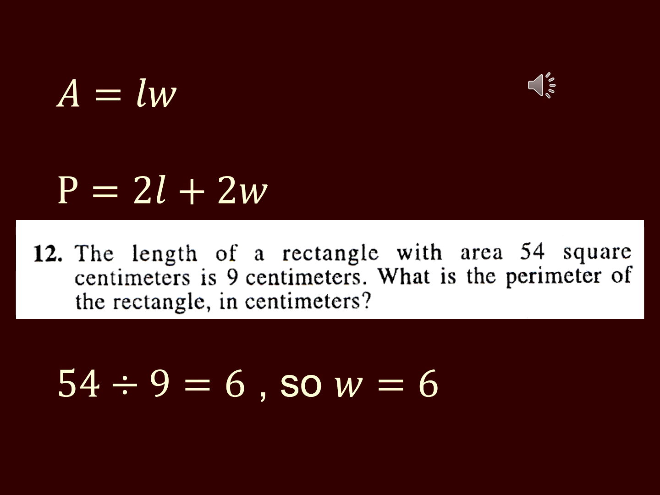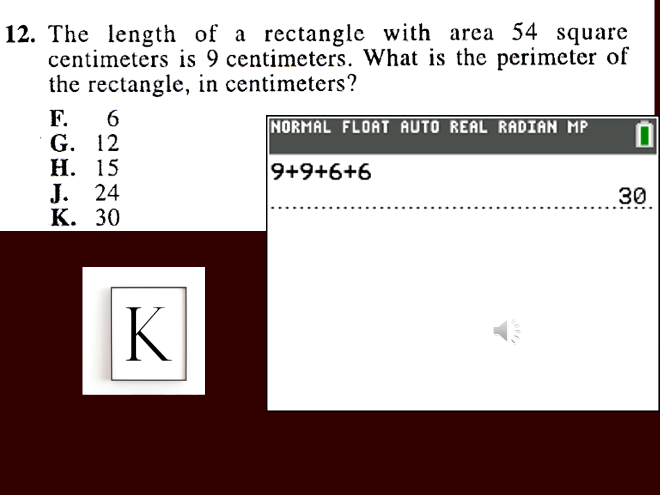And so what I did first is I used area equals length times width. And I figured out then that we've got an area of 54. We know that the length is 9. And if I take 54 divided by 9, that must mean that the width is 6. So the length is 9 and the width is 6.